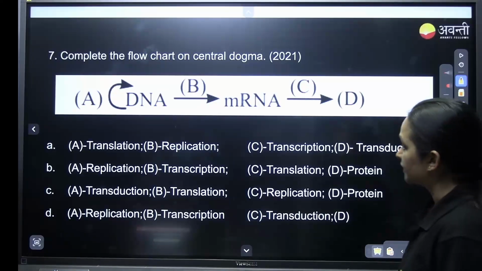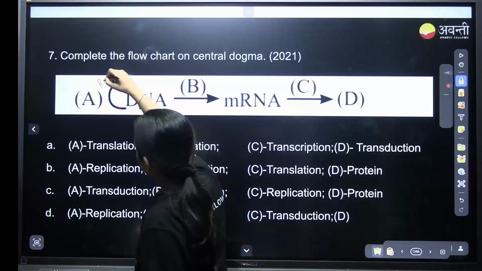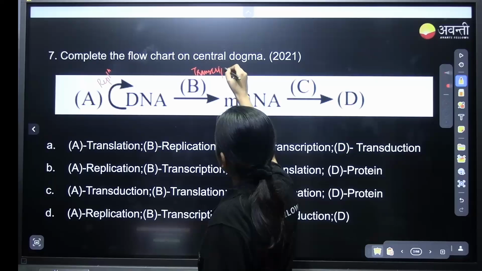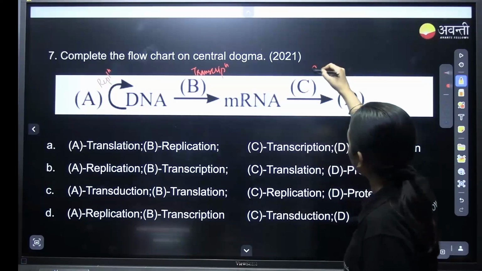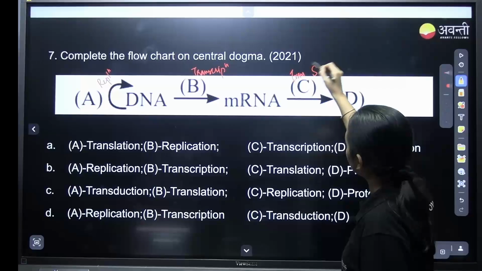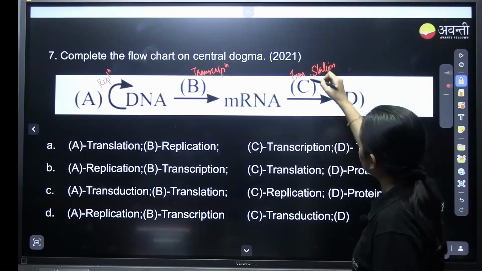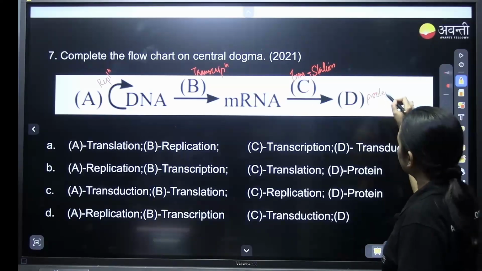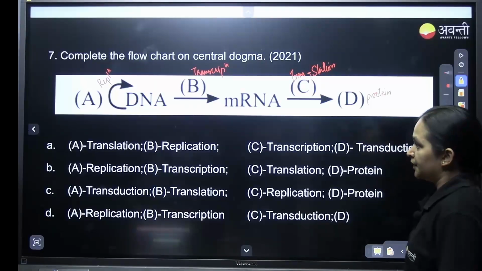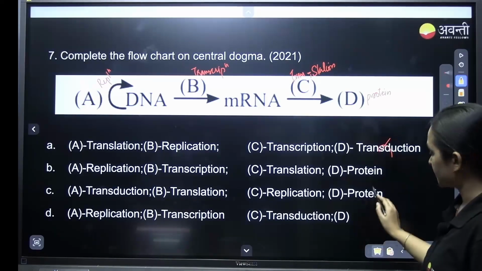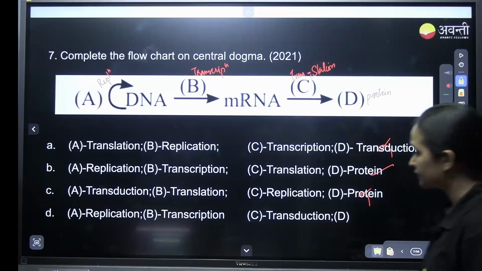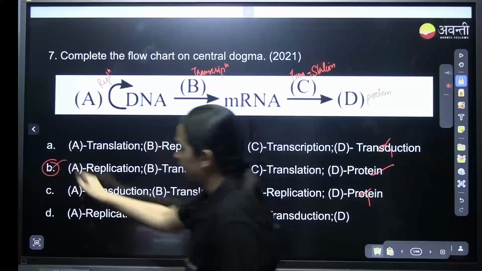Complete the flow chart. A is replication, B is transcription, C is translation, and D is protein. Eliminate the options. Replication, transcription, translation and protein. So B is the correct answer.